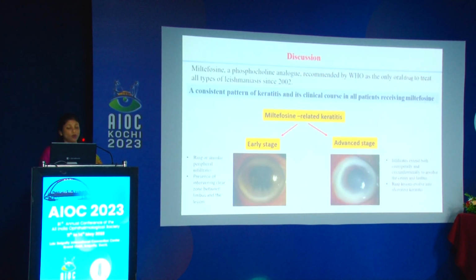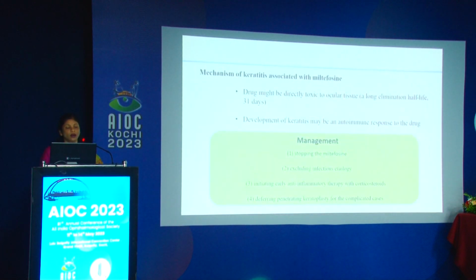So we found a consistent pattern of keratitis in all the cases along with clinical course. We could divide this keratitis into 2 groups: one is the early stage and second is advanced stage. In early stage, there was annular keratitis with an intervening clear area between the limbus and the infiltrate. In advanced stages, the infiltrate extended both centripetally and circumferentially, looking like ulcerative keratitis.